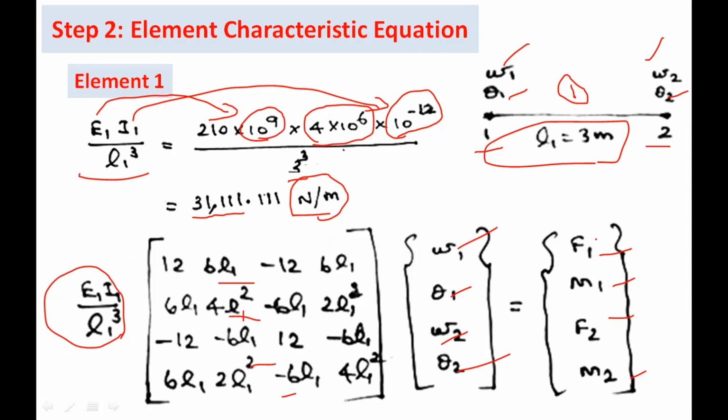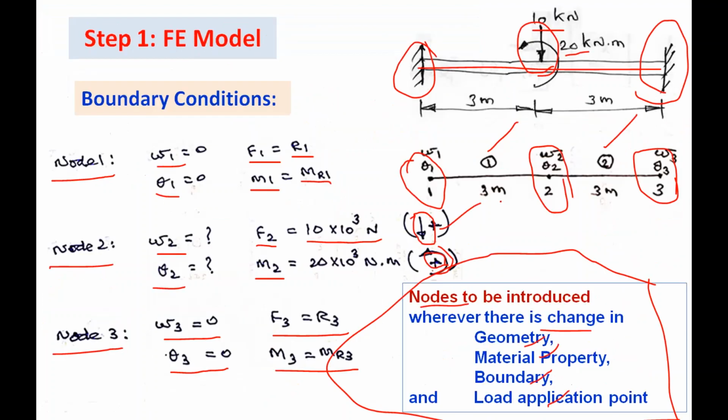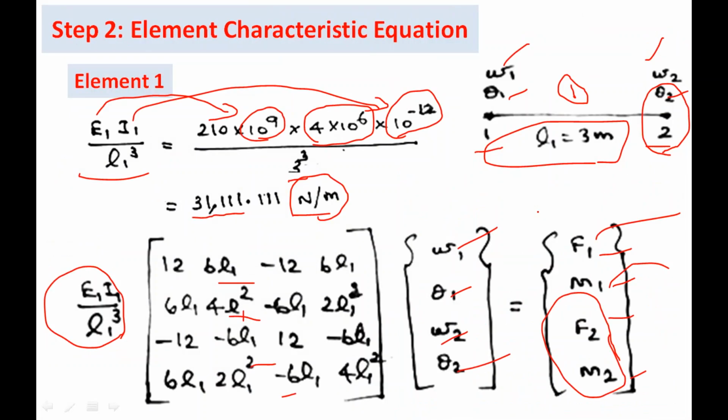Substituting this, we will get the element characteristic equation 1. When we substitute the force values, F1 is going to be R1 and M1 going to be MR1. F2 and M2 are the external force and moment acting at the common node, because node 2 is common to element 1 and element 2. Whatever load acts at this common node should be equally shared by the elements. So for element 1, F2 is the external load divided by 2, and similarly M2 is the external moment divided by 2. That is how we have to write the element characteristic equation.